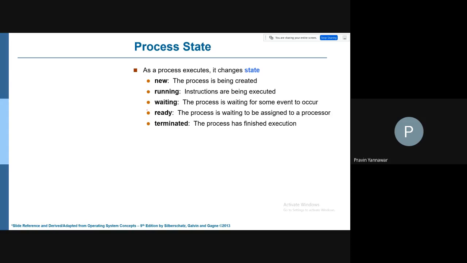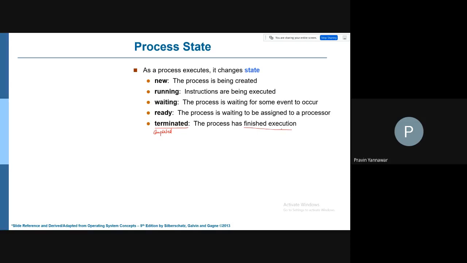And terminated means whenever the process has finished execution. It can also be abnormal termination when the user intervenes. Instead of using the word terminated, you can say completed. When the process has finished the execution, it is in a completed state.